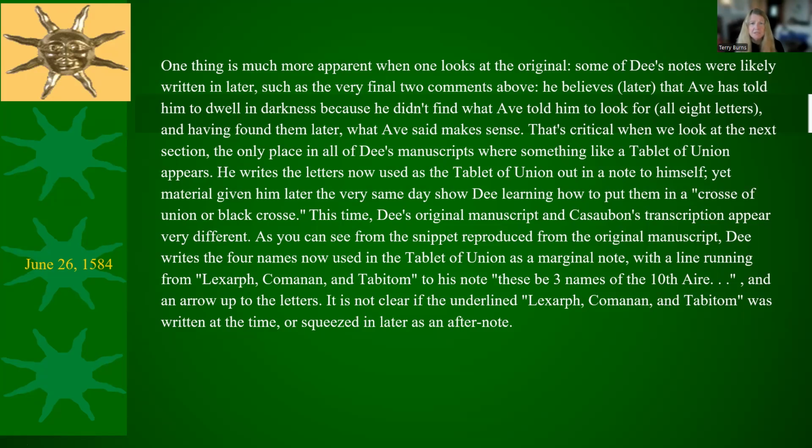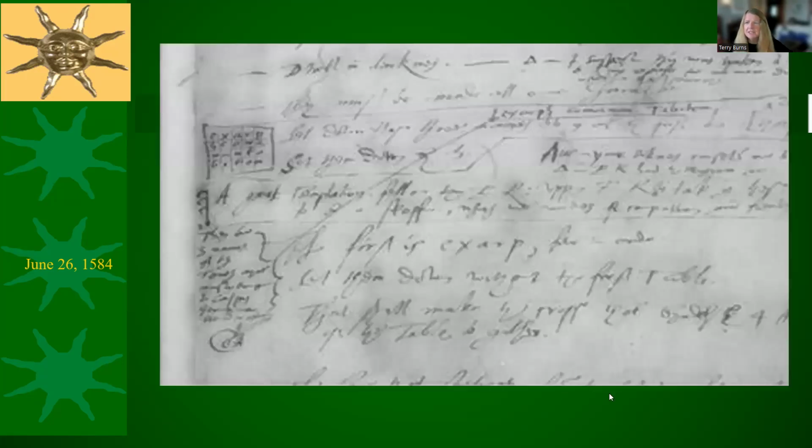So, Dee is going to write the 4 names that are now used in the Tablet of Union as a marginal note with a line running from Elexarape Komananu to Tabituim to this note that says, these be 3 names of the 10th air. 10th air is going to be pretty important. Remember, 10 is just a higher order monad. And he will put in an arrow to the letters. In other words, it's going to look like this.